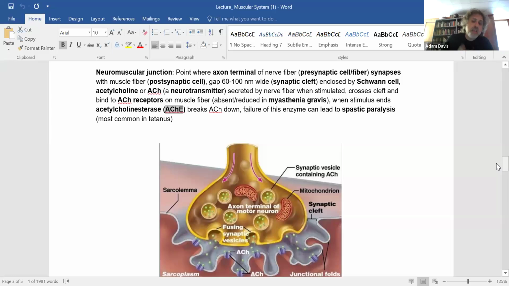Okay, so that's how a nerve sends a signal to a muscle. Making sense? I'm asking this if you're here. Okay. So having said that, we have now laid out kind of the pathway here.